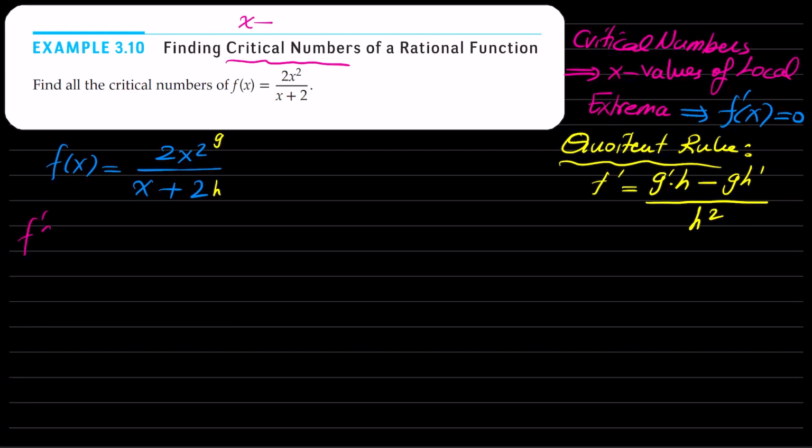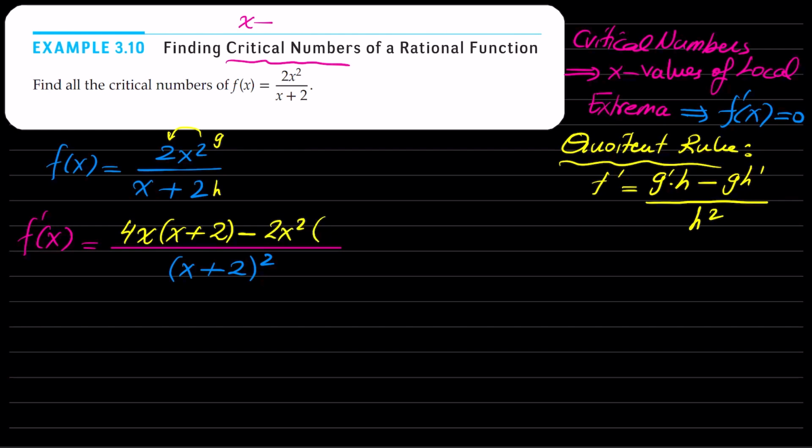So f prime of x is equal to, the denominator is x plus 2 squared. Now the numerator: we do the derivative of the numerator 2x squared by using the power rule. We multiply the powers, so it is 4x multiplied by x plus 2. We didn't do anything for the second one, minus 2x squared multiplied by the derivative of the denominator, which is, the derivative of x is 1, the derivative of 2 is 0, so it's times 1.